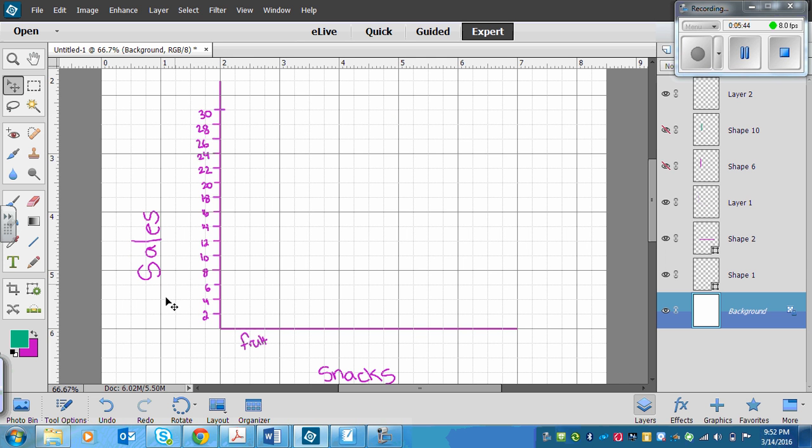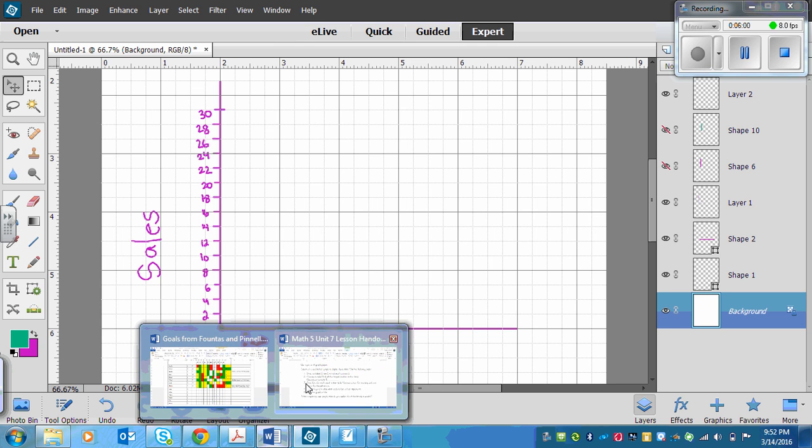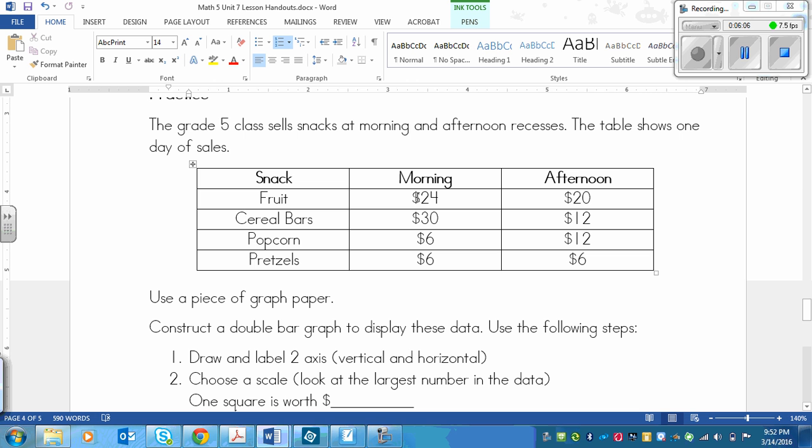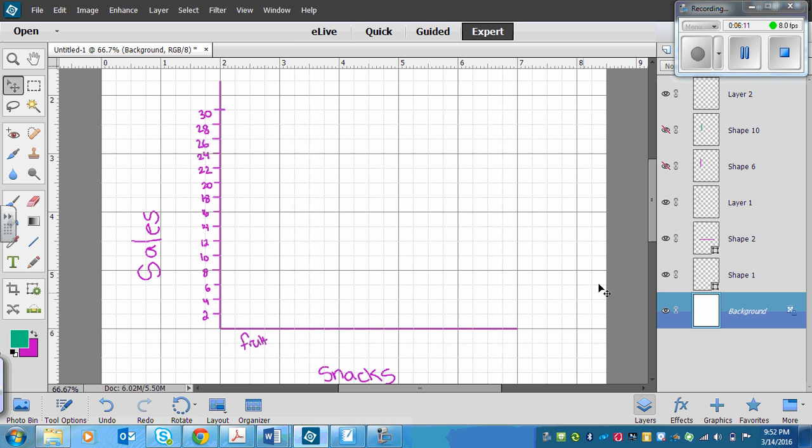That's my largest number. I've written sales on the side because this is the sales. And then I've written snacks on the bottom. And I've already started the types of snacks. So I've got fruit here so far. Okay. Now what I need to do is look at the data that we've been provided. And for fruit, I need to go 24 for my morning and 20 for afternoon. So if I go back here, and here's my fruit, in the morning I'm going to have 24, and in the afternoon, I have 20.